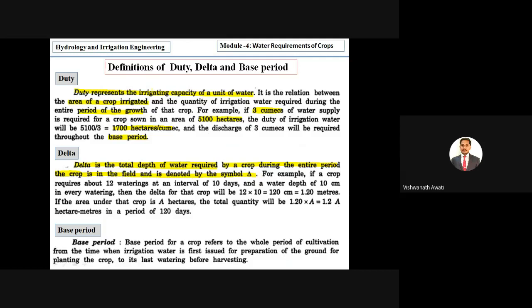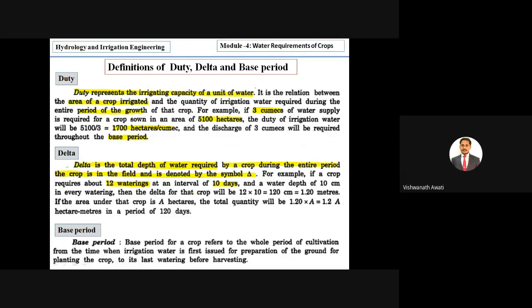So duty is the capacity of a unit of water, while delta is the total depth of water required for the complete growth of the crop. For example, if a crop requires about 12 waterings, that means 12 times watering at an interval of 10 days, for a crop of more than 100 days. Every 10 days we have to give water to the land, and a water depth of 10 centimeter is required in every watering.